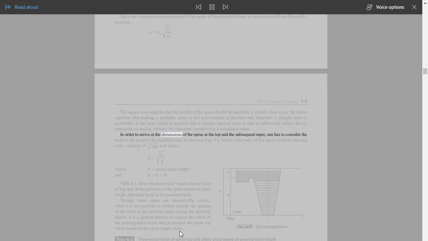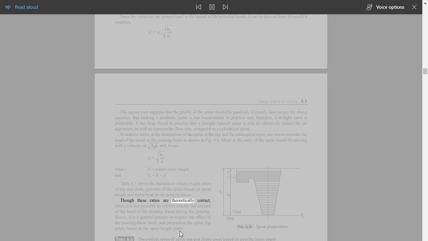In order to arrive at the dimensions of the sprue at the top and the subsequent taper, one has to consider the head of the metal in the pouring basin as shown in Fig. 4.6. Metal at the entry of the sprue would be moving with a velocity of square root of 2gh, and hence H_T equals h plus H, where h equals actual sprue height, and H_T equals h plus H. Table 4.1 shows the theoretical values of area ratios of top and choke portions of the sprue based on sprue height and metal head in the pouring basin.